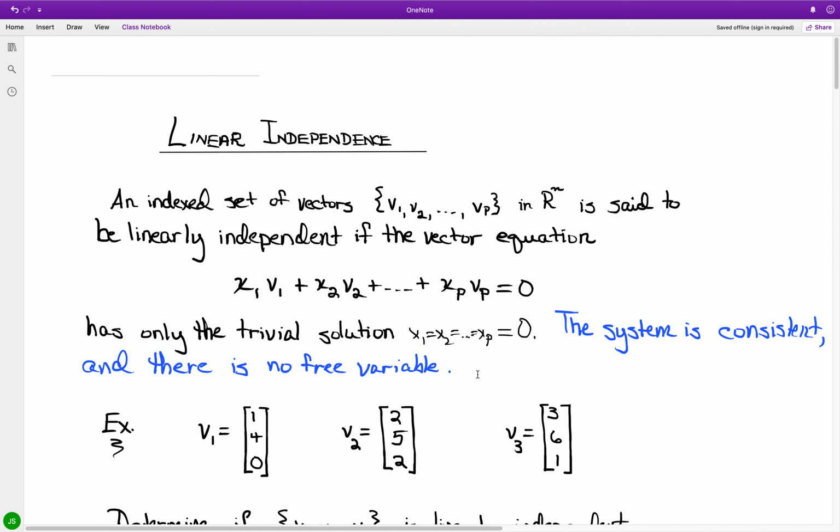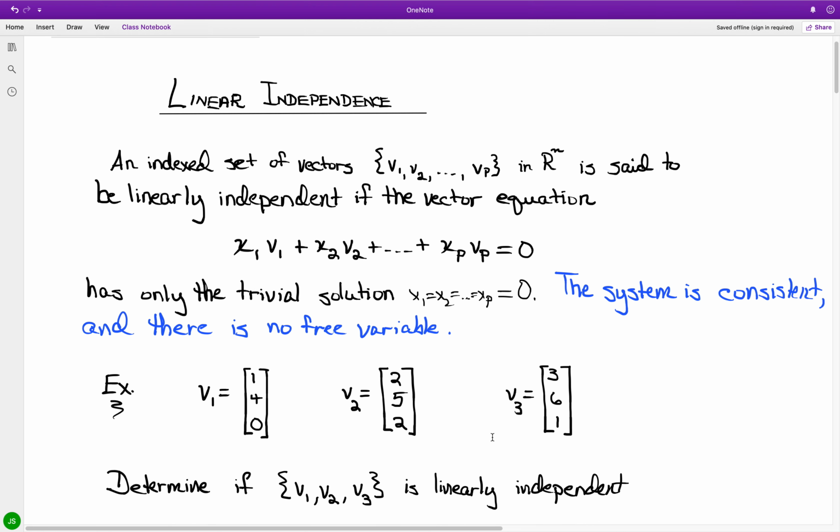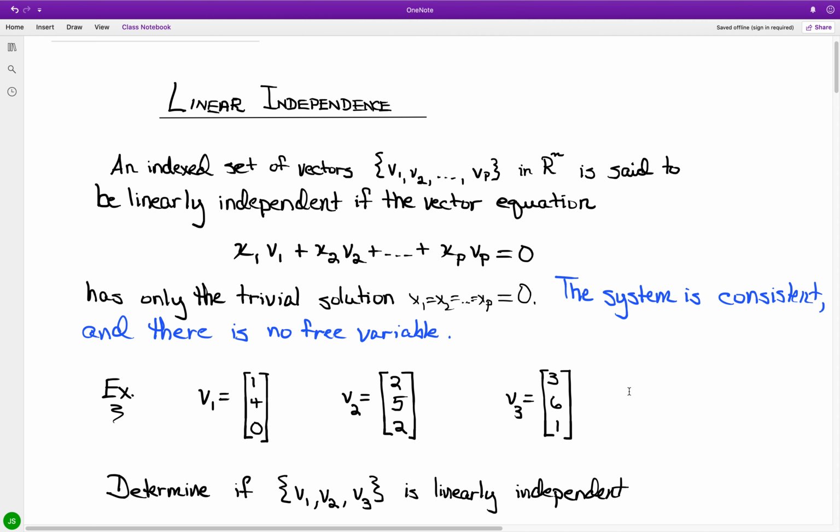Now just a case of what we have regarding linear independence. Let's say we have three vectors: v1 is (1, 4, 0), v2 is (2, 5, 2), and v3 is (3, 6, 1). It says to determine if the set is linearly independent. It's going to be linearly independent if our weights x1, x2, and x3 come out to only 0.